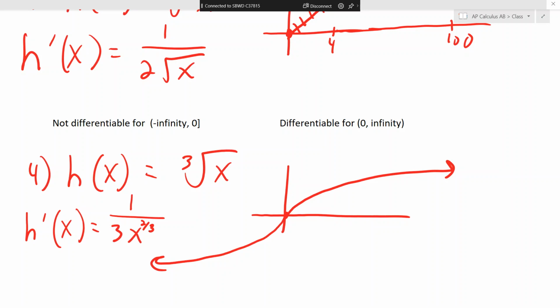The reason why that's happening is because if you were to zoom in on cubed root of x right at 0, it would look like this. Okay? It gets vertical at 0 for a second. And what's the slope of a vertical line? 0. No. Undefined. The slope of a vertical line is undefined.